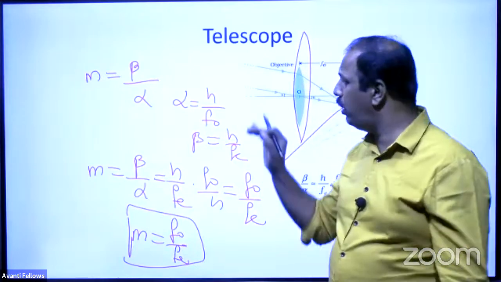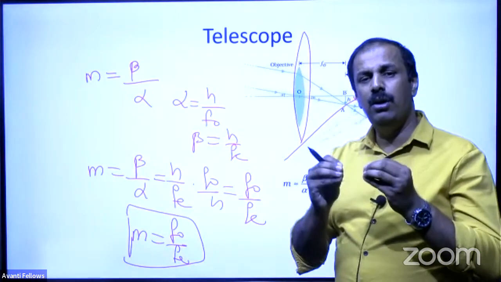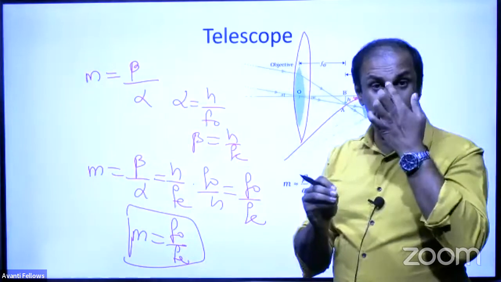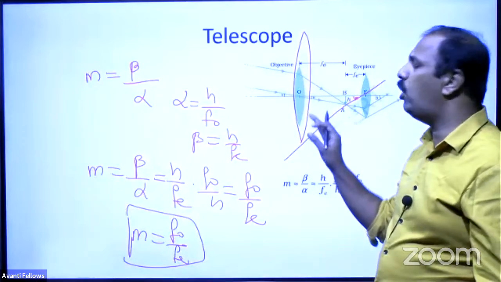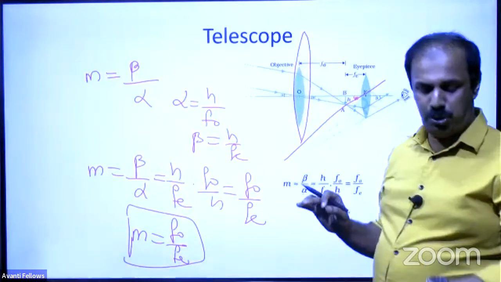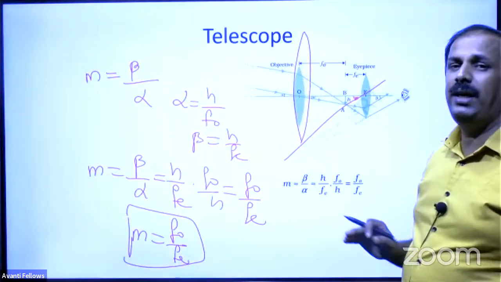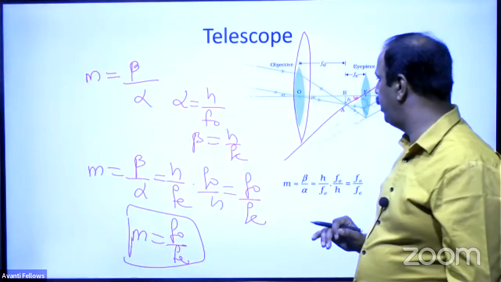Second one is, I told about the resolving power. That is the ability of the telescope to show two nearby points separately or distinctly. That is called resolving power. So the resolving power of the telescope will be very high when you increase the size. So because of these two reasons, the objective should be very large. Okay, so that's one important point.